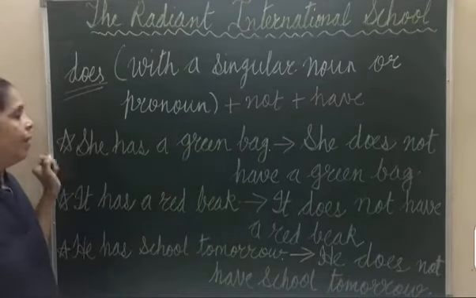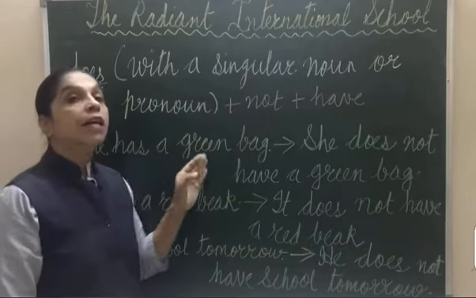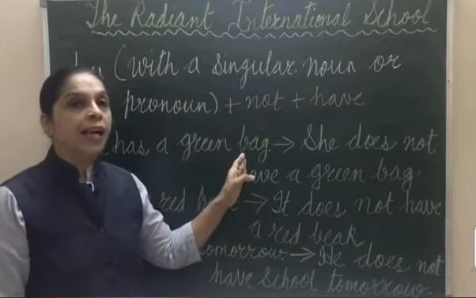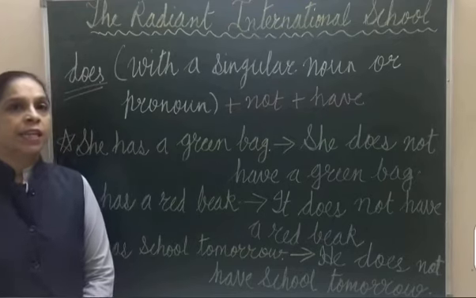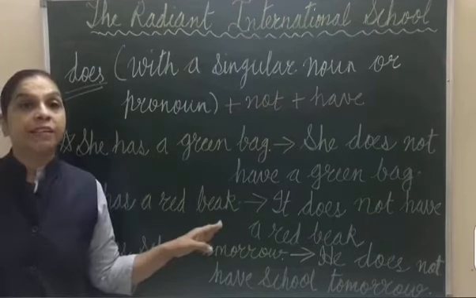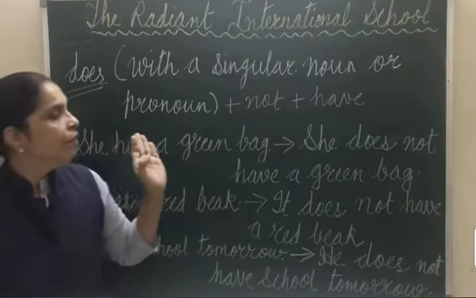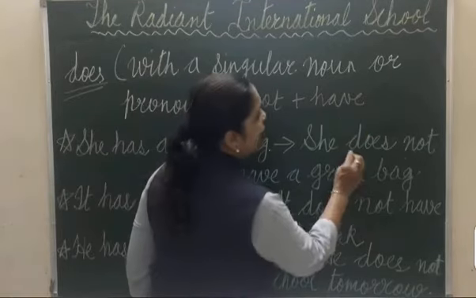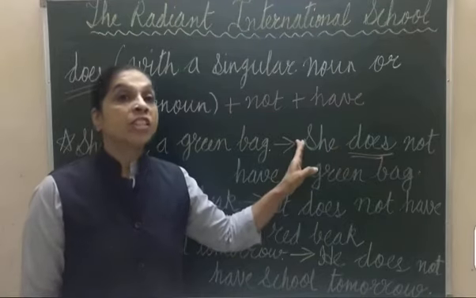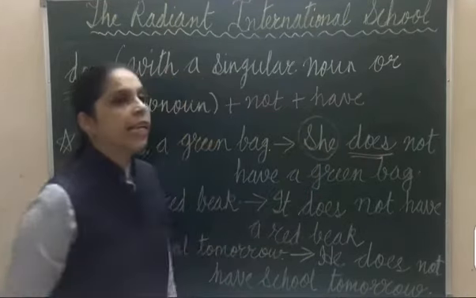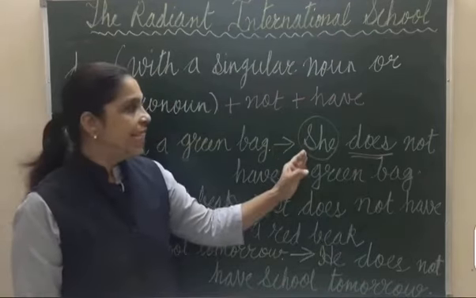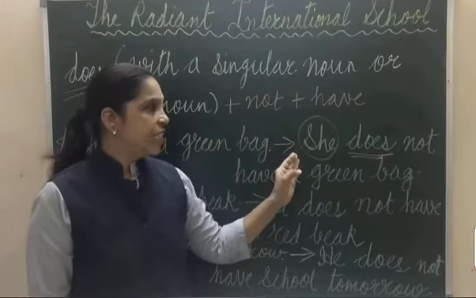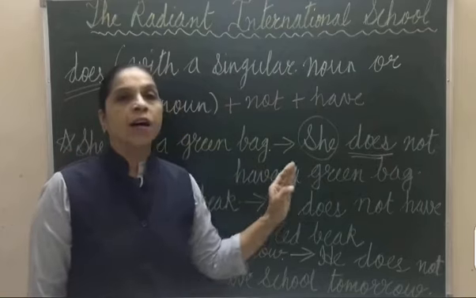Now for example, she has a green bag. Now, how you will make negative sentence? We have to convert this sentence into negative sentence. Then how we will write? We will write, she does not. Now, why I have written over here does? Yahan maine does kyun likha hai? Because she is a singular pronoun. She does not have a green bag.